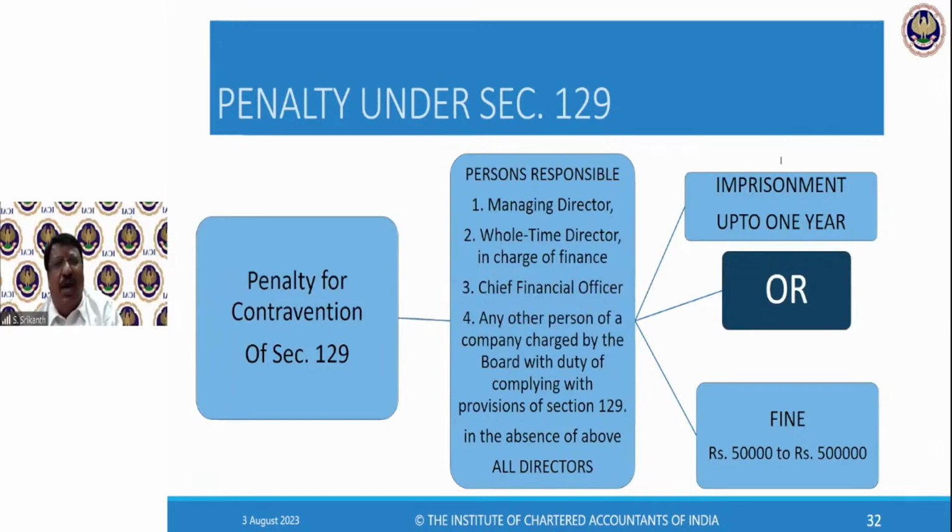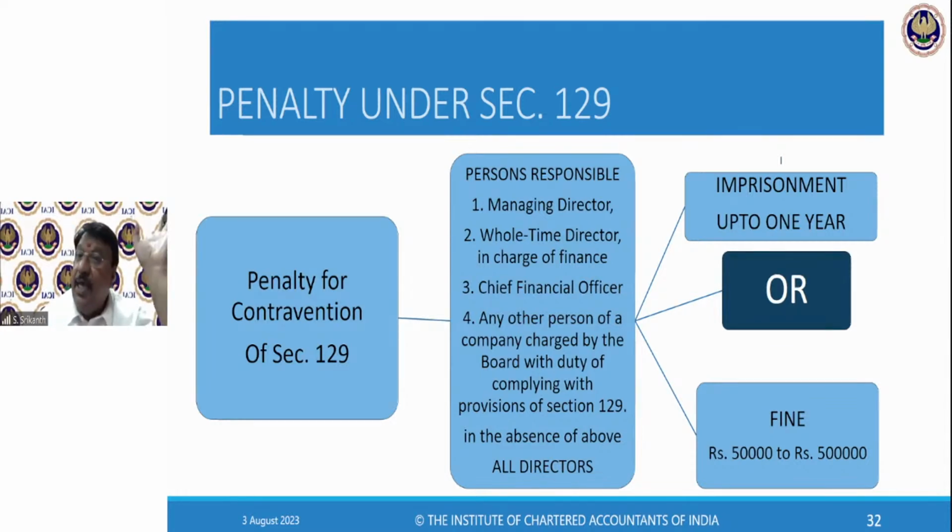Penalty, again, see, wherever they prescribe penalty, the entire Companies Act is a penal code. If you don't do this, punishment. If you don't do that, punishment. Everything punishment. So penalty is there. Again, see who are all the people: MD, whole-time director, CFO, any other person charged. In the absence of the above, suppose the company does not have a managing director, no whole-time director, no CFO, and nobody has been charged by the board, then all the directors of the board, part-time directors, executive, non-executive directors, everybody will be liable.